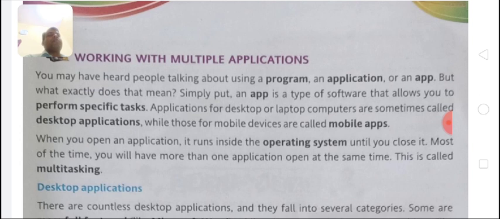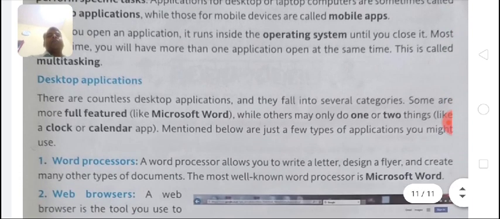Working with multiple applications. You may have heard people talking about using a program, an application, or an app, but what exactly does that mean? Simply put, an app is a type of software that allows you to perform a specific task. Applications for desktop or laptop computers are sometimes called desktop applications, while those for mobile devices are called mobile apps. When you open an application, it runs inside the operating system until you close it. Most of the time, you will have more than one application open at the same time.